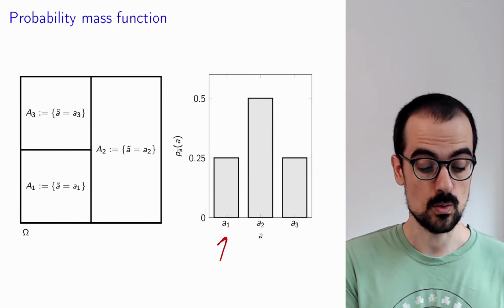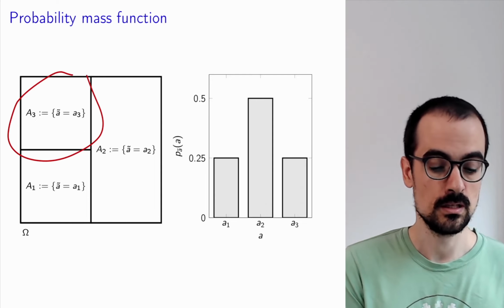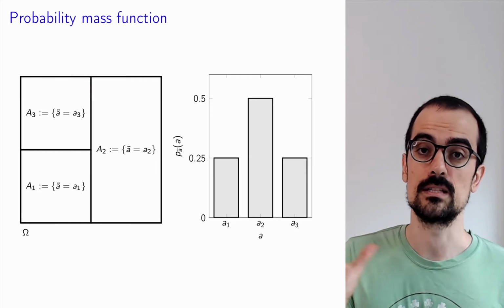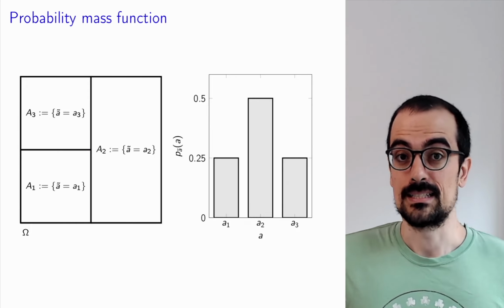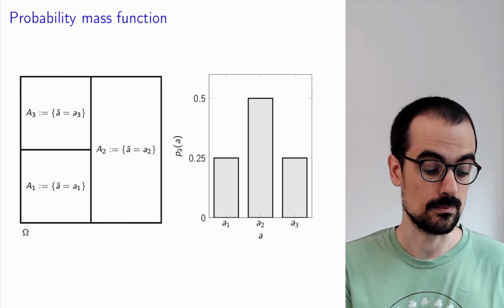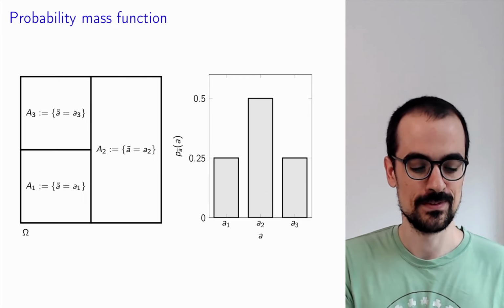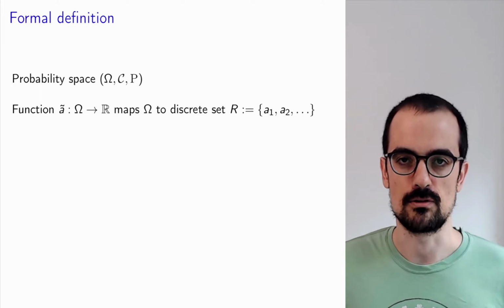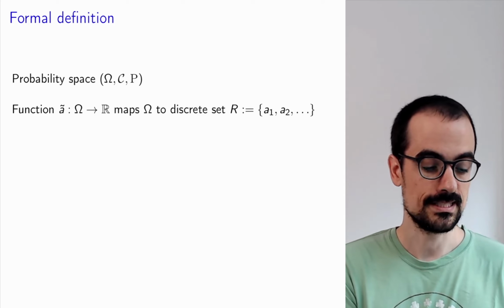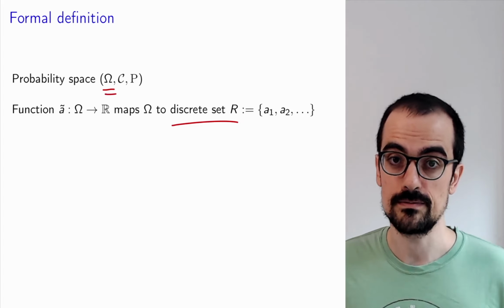But the question was, why does the probability measure assign probabilities to these sets? Because remember that when we had a probability space, there was this thing called a collection of events where we choose what events we assign probability to. And as it turns out, for an arbitrary random variable, it's not necessarily the case that the probability measure assigns probability to these events. So we just impose it in the definition. So now we're ready to give you the formal definition of a random variable. A random variable is a function that maps the sample space of a probability space to a discrete set that is finite or countably infinite.